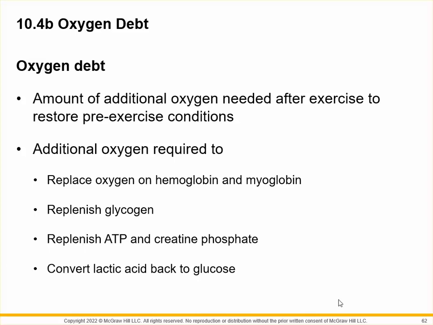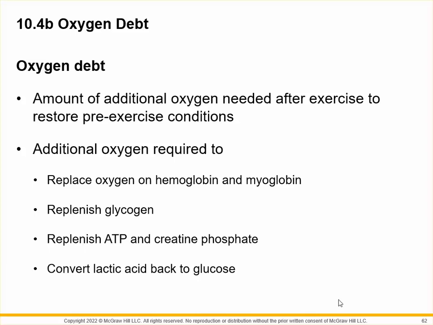Oxygen is required for these things. So basically think about the ways that we get ATP without using oxygen, and convert that to that much glucose being completely oxidized aerobically. And the difference is the oxygen debt.